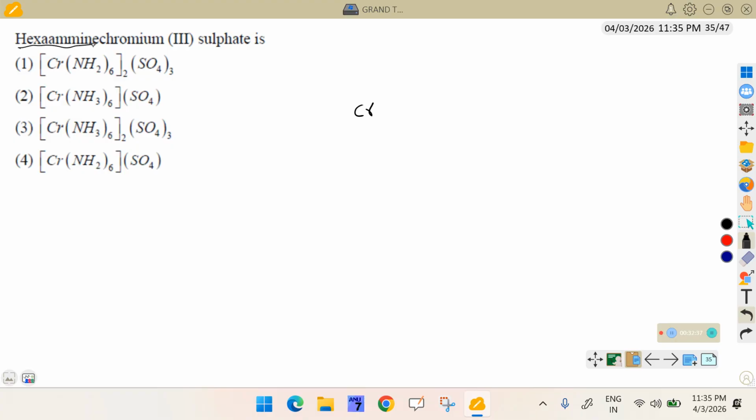Hexaamine chromium 3 sulfate is, identify. Chromium 3, the oxidation state of chromium must be 3. Take the third option, Cr(NH3)6 taken twice, SO4 taken thrice.